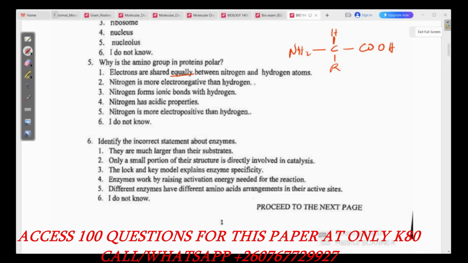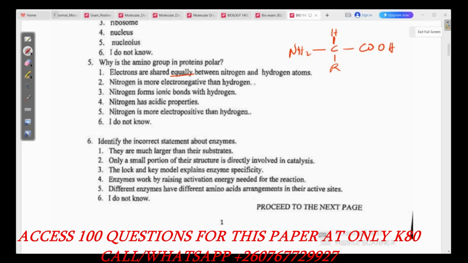Two is saying nitrogen is more electronegative than hydrogen. That is, electrons spend more time close to the nucleus of nitrogen than to the nucleus of hydrogen. Then three is saying nitrogen forms ionic bonds with hydrogen. The type of bond that is formed between nitrogen and hydrogen is a covalent bond. Okay, they share electrons. It's not an ionic bond. There's no atom which loses the electrons to the other atom.